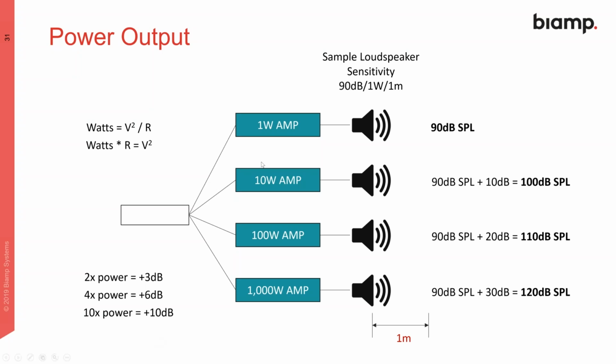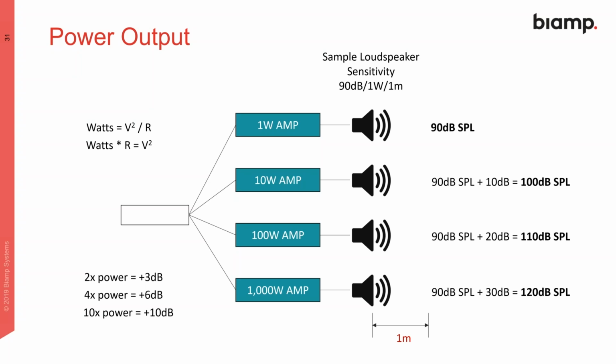So if we jump from a 1 watt amp to a 10 watt amp, we're increasing 10 times the power. So we get 10 dB SPL out of that speaker. If we go to a 100 watt amp from 10 watts, we've gone another 10 times the power. So we've added 10 dB SPL more. If we go to a 1,000 watt amp from the 100 watt amp, we've added 10 dB more. So we're at 120 dB SPL.